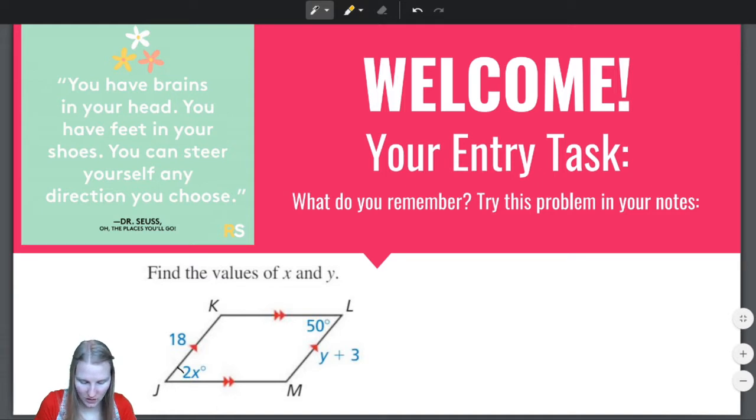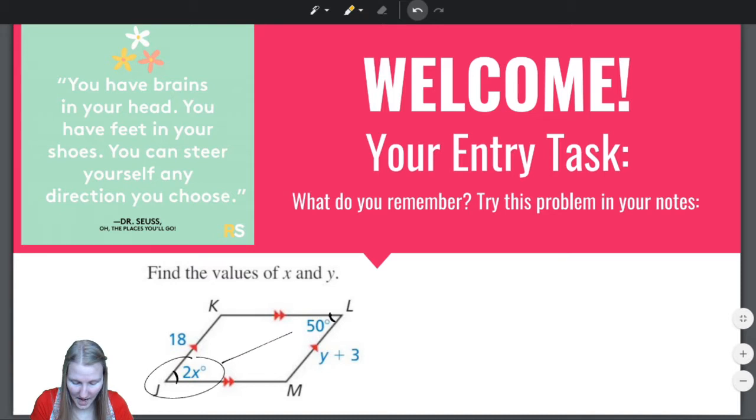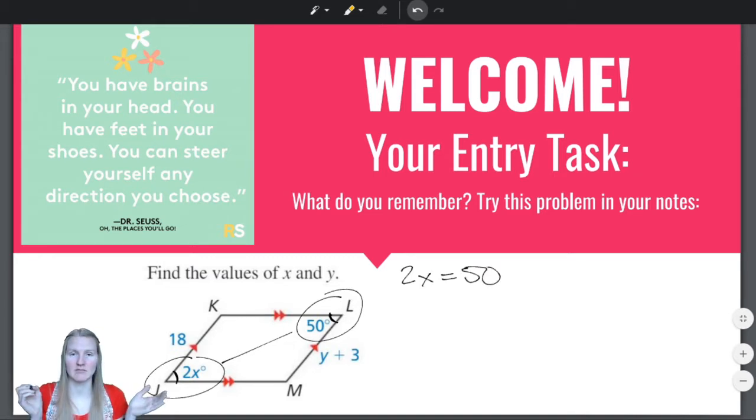If I look at x first, I see that 2x is the measure of angle J. And hey, these red arrows tell me that I'm working with a parallelogram, because both pairs of opposite sides are parallel. That means I have a parallelogram. And I know the parallelogram opposite angles theorem tells me that opposite angles of parallelograms are congruent. So that means that 2x has to be 50, because the opposite angles need to be the same.